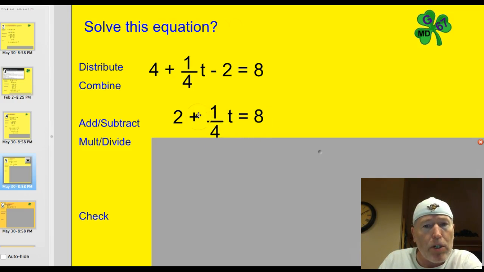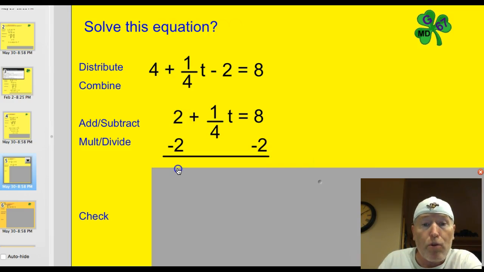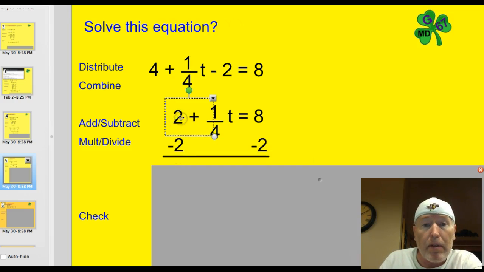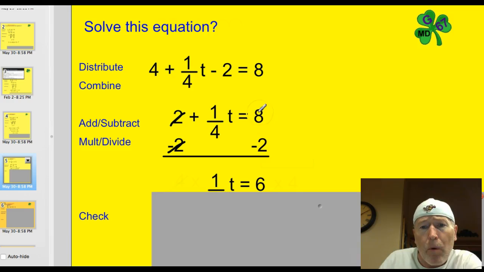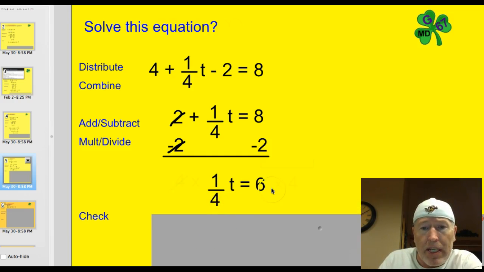Well, still not sure what to do with this, but I can get rid of this 2 here. This is a +2, so I'm going to subtract 2 from both sides. These guys here will cross off. Sorry, I forgot to cross those out. So I can cross these 2's out, and when I do that, I still have this side. 8 minus 2 is 6. So now I've kind of isolated this down. I've got 1/4 t equals 6.